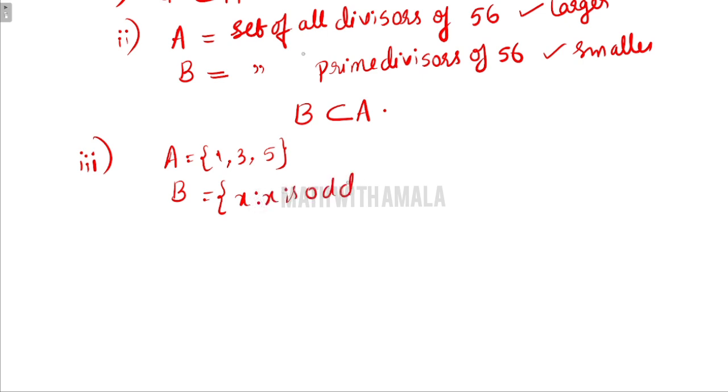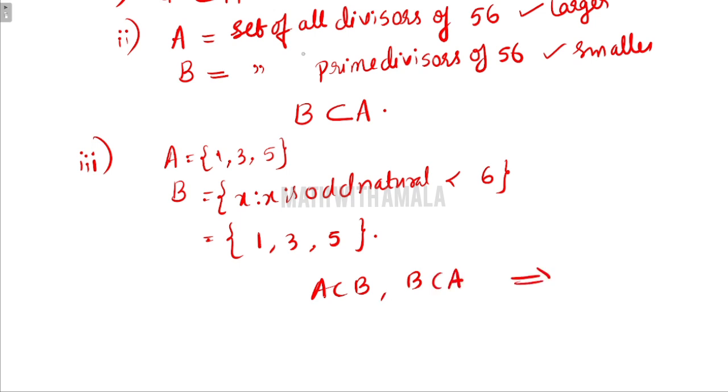Third example. A is equal to {1, 3, 5} and B is equal to the set of all x such that x is an odd natural number less than 6. You have to note that 6 is not included, since we have given x less than 6. So you will get three numbers: 1, 3 and 5. You can simply say A is a subset of B and B is a subset of A because they contain the same elements. So the if and only if condition arises there, and you can say A equals B. Here we have used the third one: A subset of B and B subset of A is implied by and implies A equal to B.